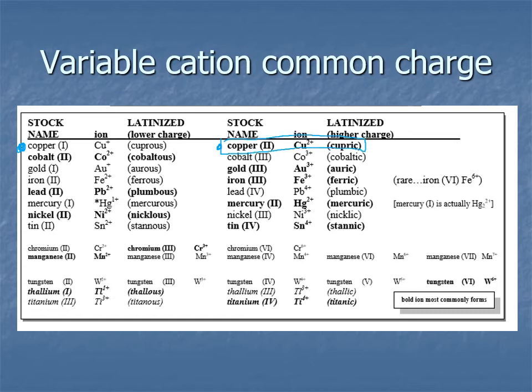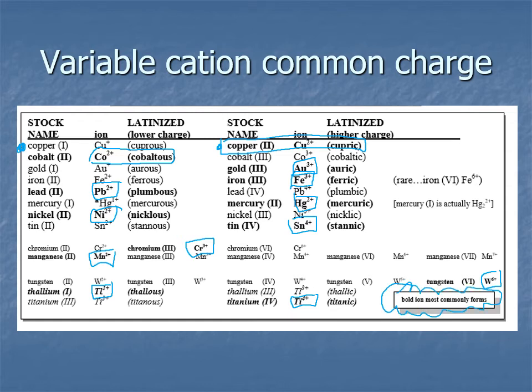Notice this is in bold print. That is important at this moment. Notice in cobalt, cobalt 2 is in bold print. Notice in gold, gold 3 is in bold print. Iron 3 is in bold print. Lead 2, mercury 2, nickel 2, tin 4, tin 4, good buddy, a little bit of CB humor there. Chromium 3, manganese 2, all the way down here, tungsten 6, thallium 1, and then titanium 4. Notice all those are in bold print. The bold print is the most common form of that ion.